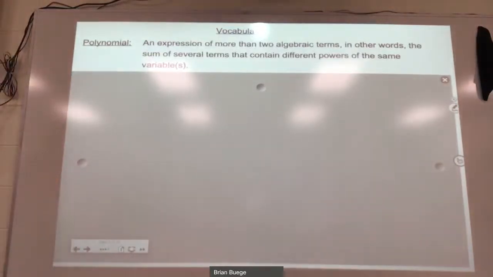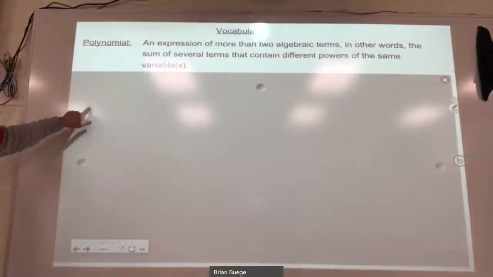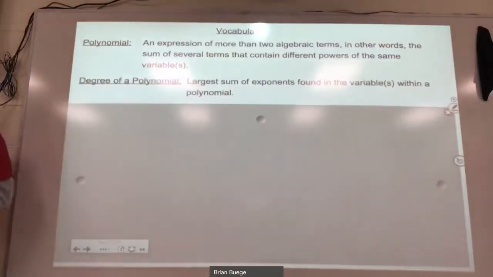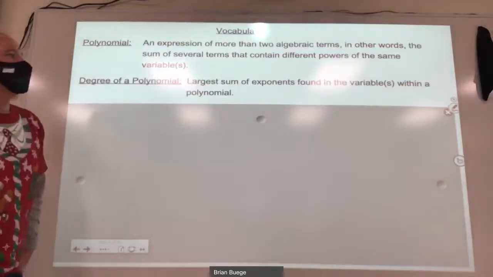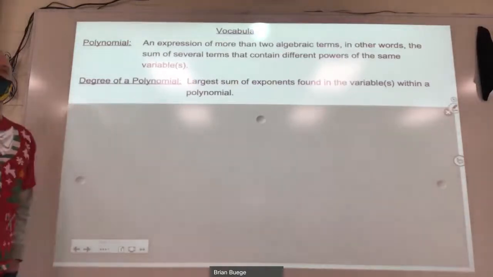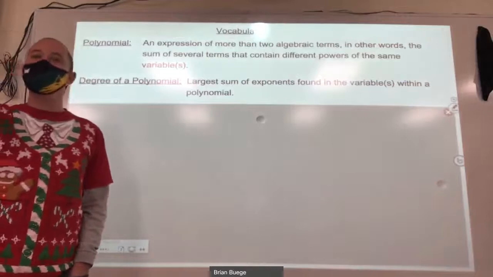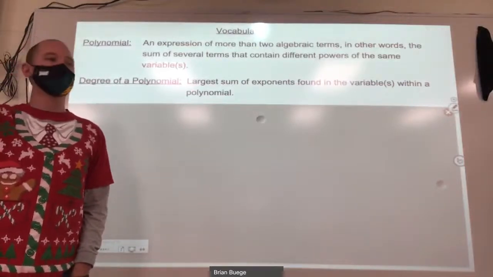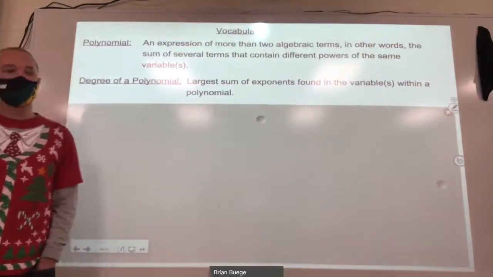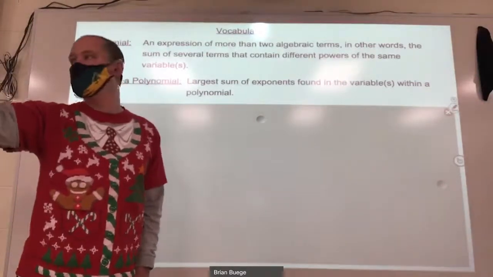So a quadratic function is a type of polynomial. A linear function is a type of polynomial. The degree, here are some of the more important parts. When you look at the degree of a polynomial, we're talking about the largest sum of exponents found in the variables within a polynomial. For example, a quadratic is 2nd degree because it's x squared. A linear function, a line, is 1st degree because x is raised to the 1st power. That's the highest power.